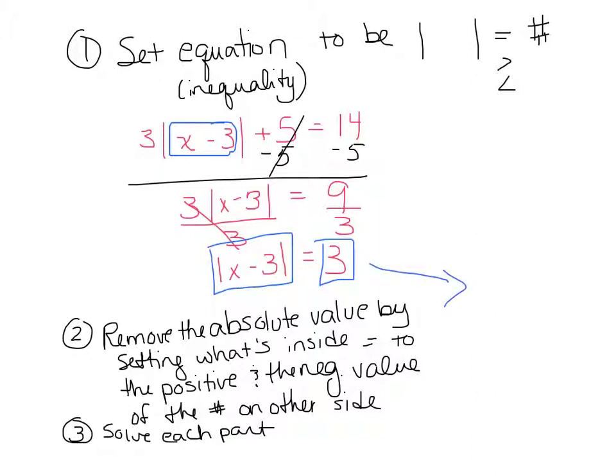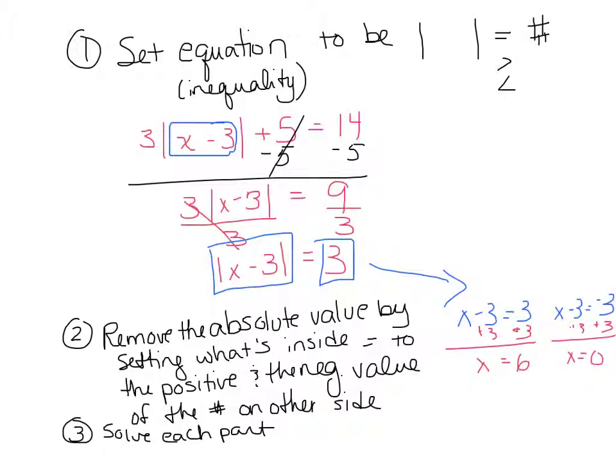What step 2 means is that I'm going to take the x minus 3 that's inside, set it equal to positive 3, and take the x minus 3 and set it equal to negative 3. If I solve, I add 3 to both sides. I'm going to get x is equal to 6. And then if I add 3 over here, I'm going to get x is equal to 0.